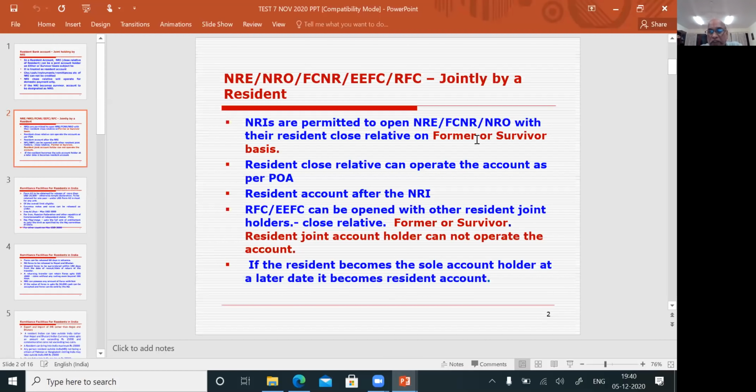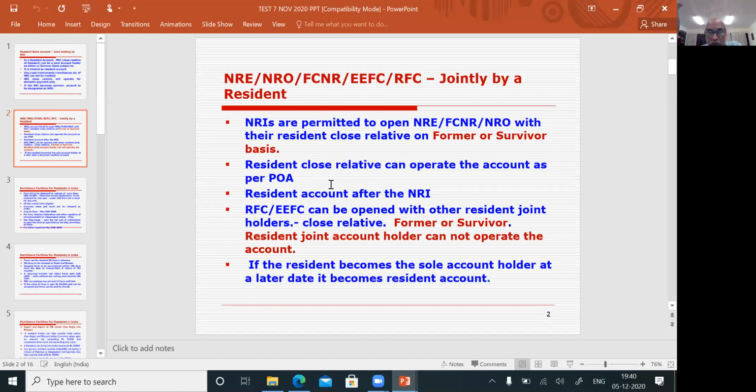These questions they frequently ask. So in a resident account, if an NRI is added, it is either or survivor. In an NRA account, if a resident is added, what is the operation condition? It is former or survivor. The resident close relative can operate the account as per the power of attorney given. There you saw, after the demise of the resident, the account will be treated as NRO. Here, after the demise of the NRI, the account will be treated as a resident account.